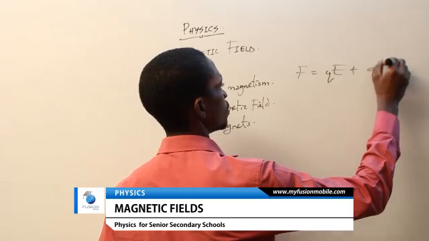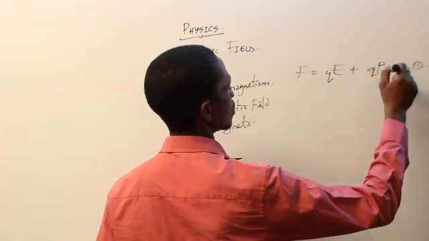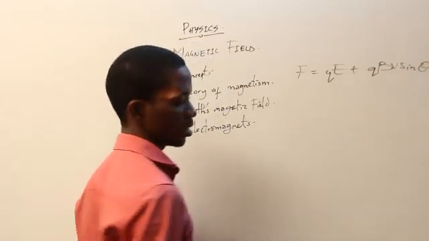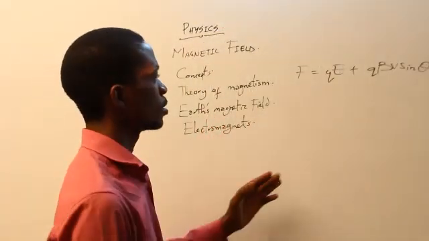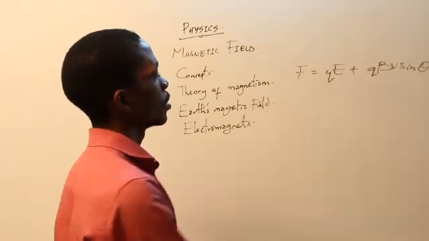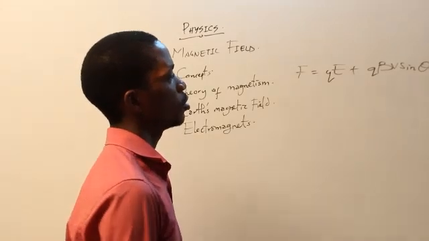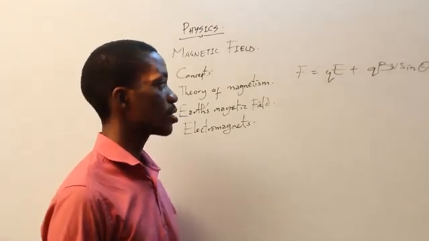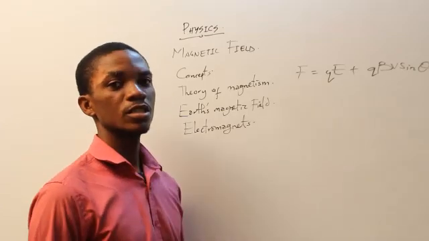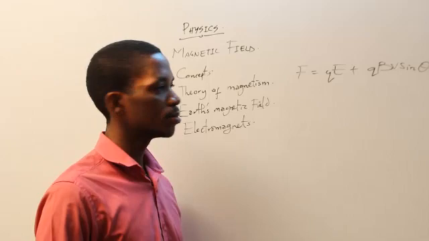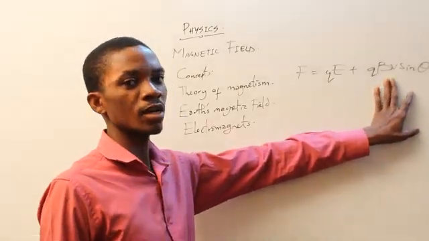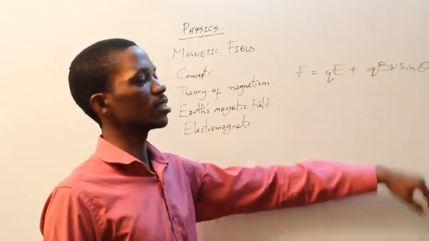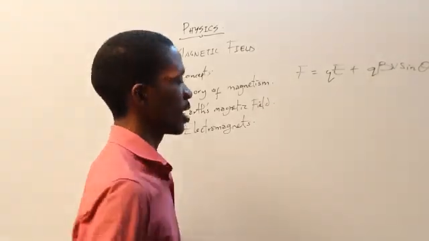plus QBV sine theta. It will be attracted towards the magnet with the force F equals QE plus QBV sine theta, where F is the force of attraction, Q is the charge possessed by the material, E is the electric field that is available to the system. We also have B, which is magnetic flux, V, which is the velocity, and sine theta is the angle between the B and the body.